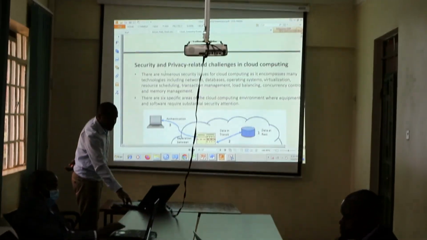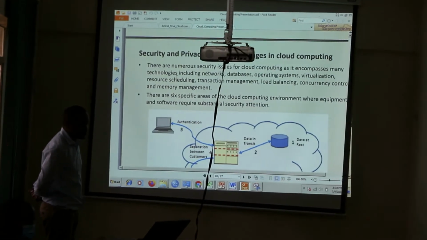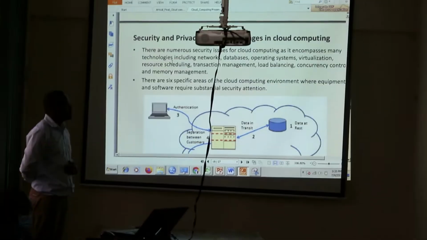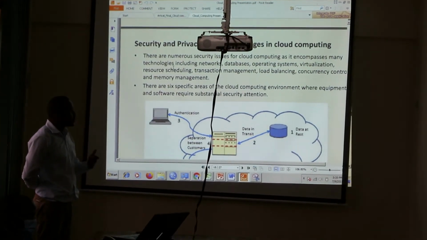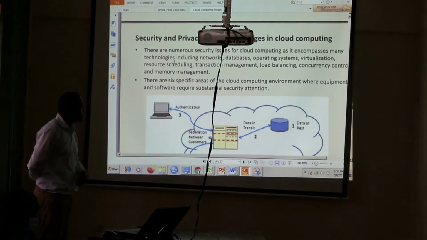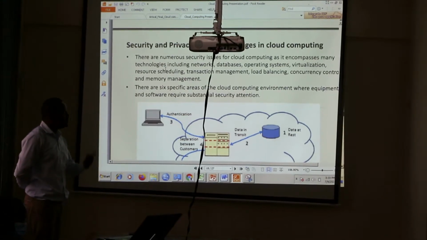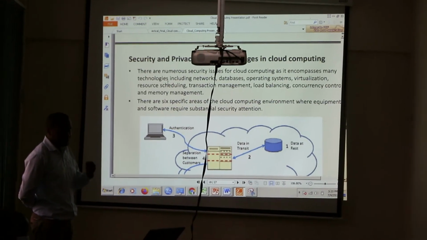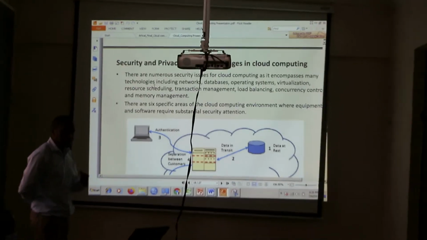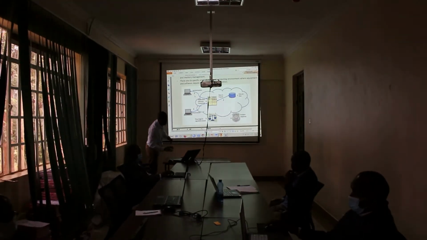Now, some of the security issues which arise in cloud computing, that is, security and privacy related challenges in cloud computing. There are numerous security issues for cloud computing as it encompasses many technologies, including networks, databases, operating systems, virtualization, resource scheduling, transaction management, load balancing, concurrency control, and memory management. There are 6 specific areas of cloud computing environment where equipment and software require substantial security attention.